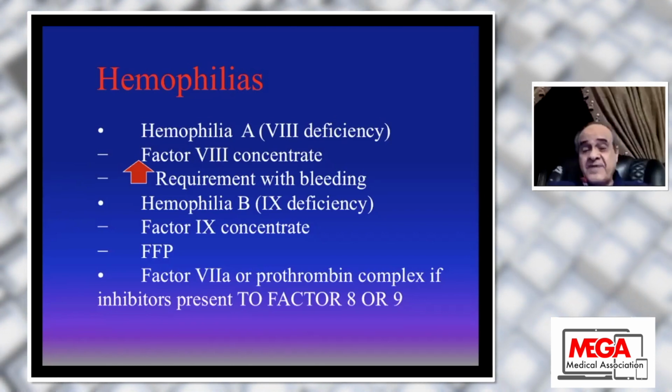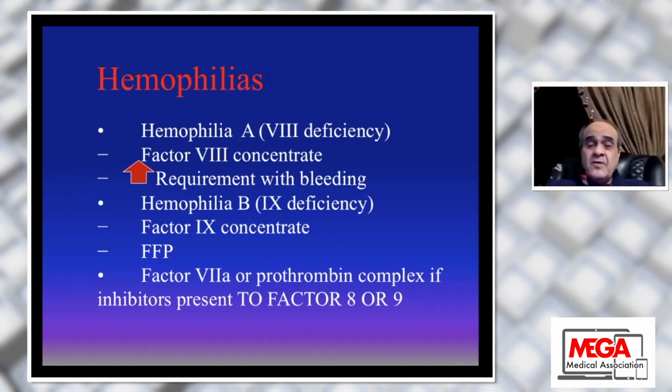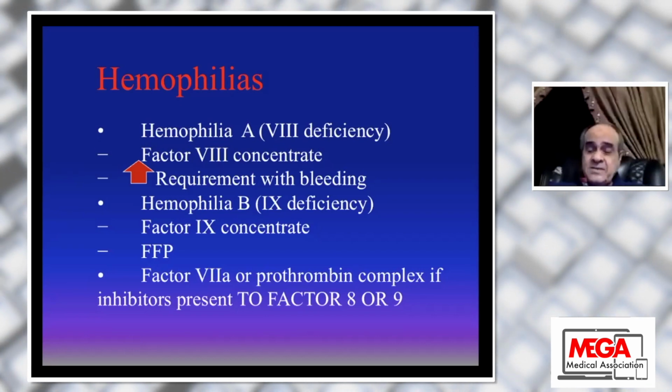Factor 7, activated factor 7, really, when you give activated factor 7 or recombinant factor 7, take care of thrombotic complications, so cardiac ischemia in many patients, especially in trauma patients.